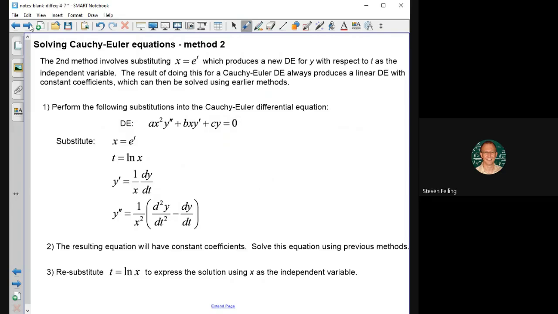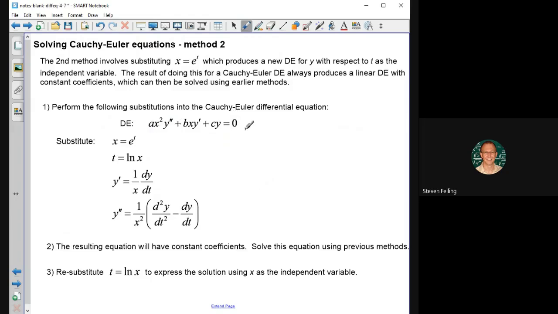The second method involves substituting x equals e to the t. And if you go through what that substitution looks like with the chain rule and everything, you can do a series of substitutions which will convert the original differential equation into a differential equation that is always linear with constant coefficients, which can then be solved with earlier methods.